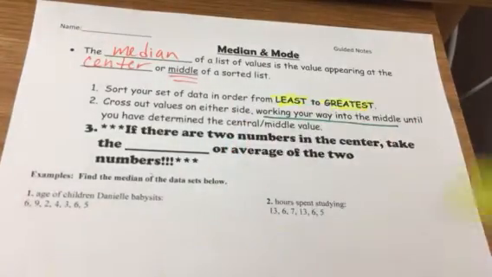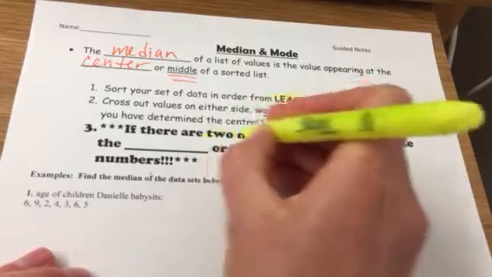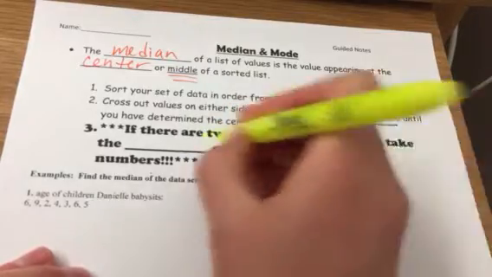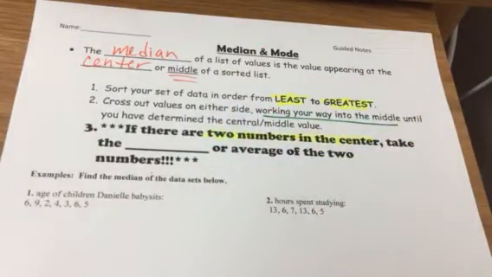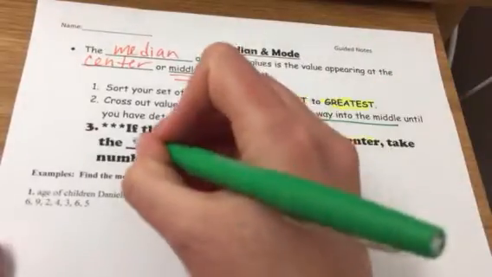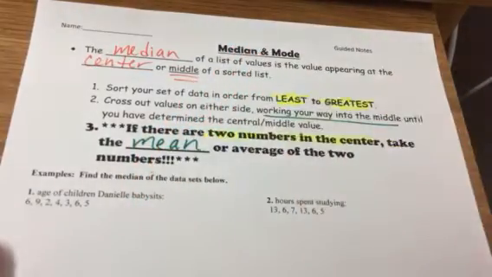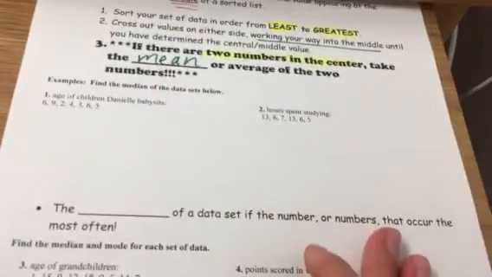Here's the toughest part about this, and it's really not that tough at all. If there are 2 numbers in the center, if you are left with 2 numbers, you need to take the average or the mean of those 2 numbers in order to figure out what that median would be. So let's do some examples.